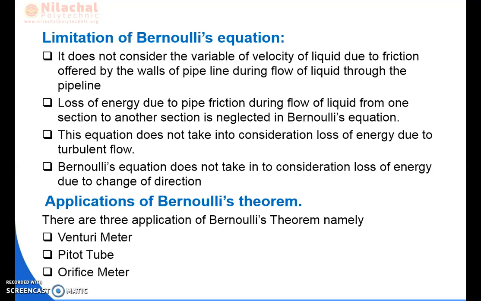Let us consider the application part of Bernoulli's equation. If you consider Bernoulli's equation for a pipe having an inlet and outlet, then Bernoulli's equation can be stated as P1 by rho g plus Z1 plus V1 square by 2g is equal to P2 by rho g plus Z2 plus V2 square by 2g, where the pressure head is P1 by rho g, the datum head is Z, and the kinetic head is V square by 2g.